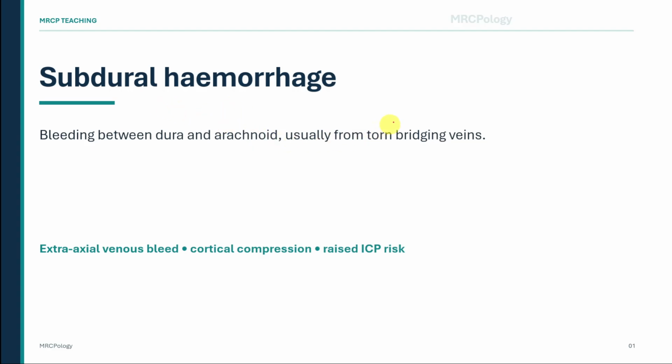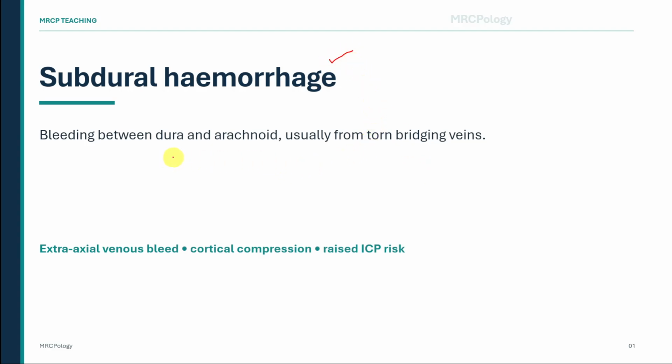Imagine an elderly patient who has a minor fall, seems fine initially, and then over the next few weeks becomes confused, unsteady, and drowsy. Or imagine a trauma patient who rapidly deteriorates with a low Glasgow coma score and focal weakness. In both cases, one diagnosis you must keep in mind is subdural hemorrhage.